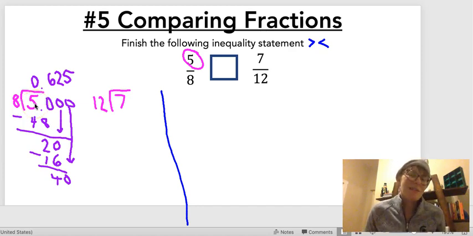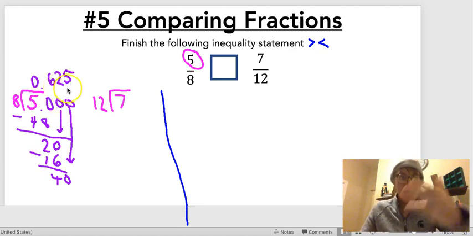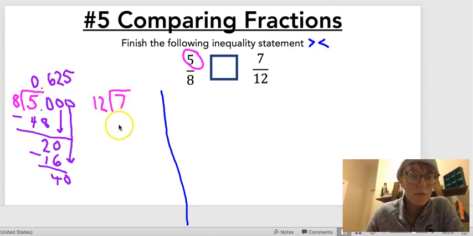And that makes sense because if I think about 4/8, 5/8 is a little more than 4/8, and 4/8 is 0.5. But this is 0.625. Now let's come over here, 7/12.